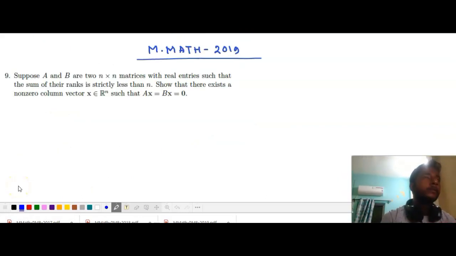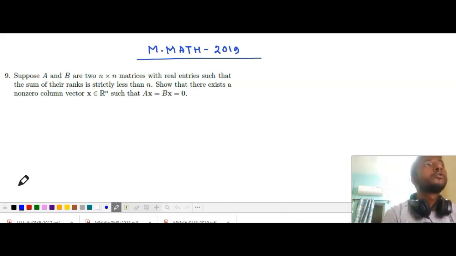Another question came from linear algebra in 2019. The next question says that A and B are two n cross n real matrices such that the sum of their ranks is strictly less than n. That is, A and B are two real n cross n matrices such that rank of A plus rank of B is strictly less than n. Show that there exists a non-zero column vector x belonging to R to the power n such that Ax equal to Bx equal to 0.